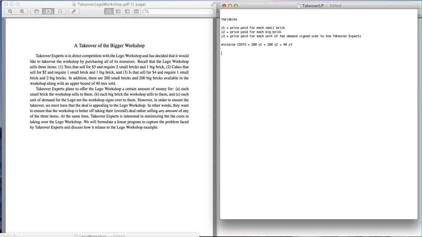So we have our objective and our decision variables, and we can start thinking about what the constraints of this problem look like. The main constraint is, for each product that the workshop offers, we need to have that the workshop is better off signing over resources to Takeover Experts than it would be selling that product on its own. So let's first focus on the T product.